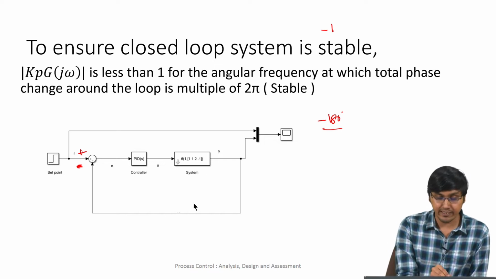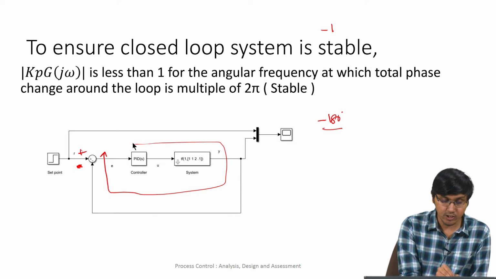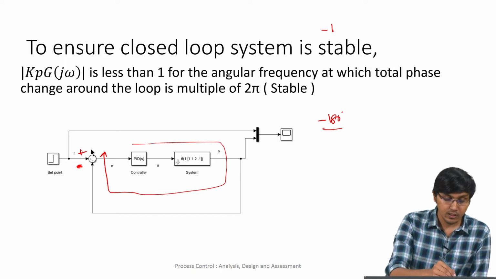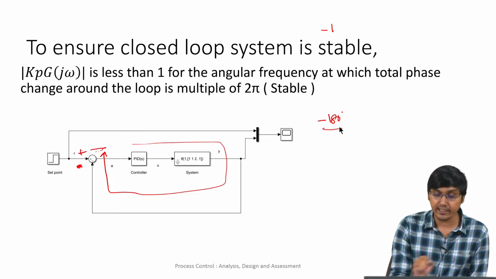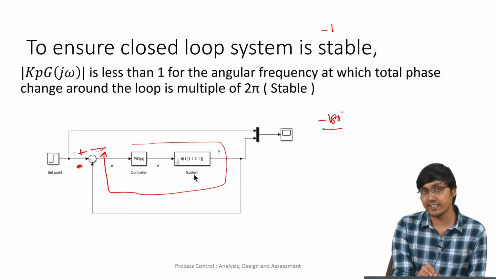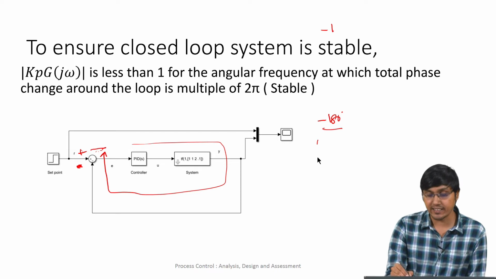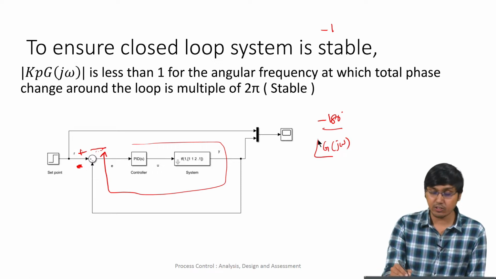So for a wave that comes out through the loop and crosses this, if there's a wave here and it's coming through the loop and coming to the same point again, one thing is that minus 180 degrees is already there due to this minus sign, and then there is also a phase lag that is contributed by this system. This phase lag is nothing but the angle contributed by g of j omega.